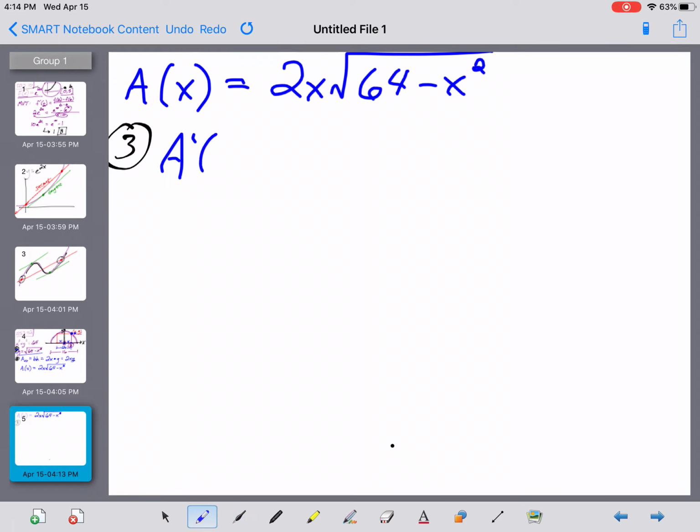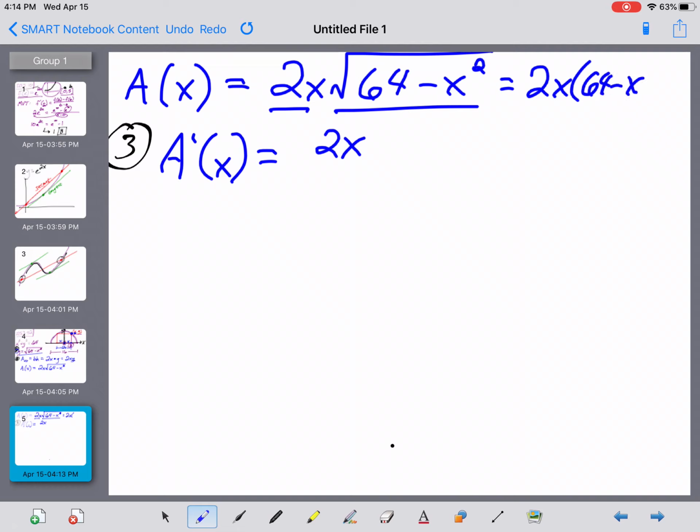So A prime of x is going to equal, and this derivative, because it has two separate factors, is going to require the product rule. The first factor is going to be a 2x, and then times the derivative of the second. So this is going to get interesting. We're going to have a 2x. For the derivative of the second part, you might want to think of this as 2x times the 64 minus x squared to the 1/2 power.